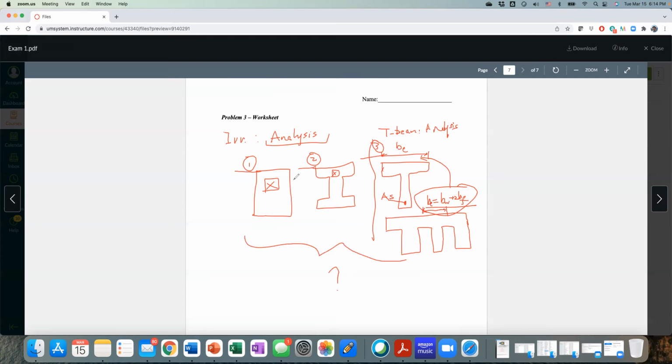So you need to go back to your notes and take a look at how we did this one. And these two, we haven't done exactly like this, but the method still applies. Think about the one we did in class. That's actually even harder, so this is kind of similar to that. So that is what we're going to do for irregular and T-beam, okay?